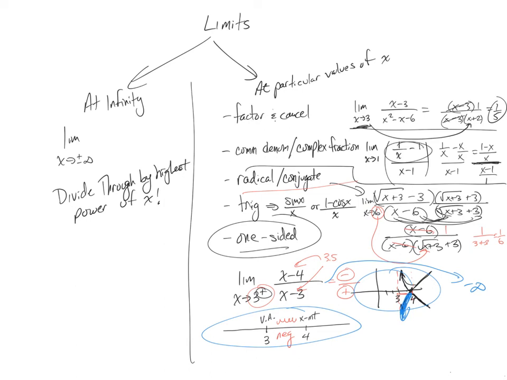But again, just keep your wits about you that these guys, limits at infinity, are dividing through by the highest power of x, and everything else at a particular value x, do not divide through by the highest power of x. It's going to be factor and cancel, common denominator, radical conjugate, trig, or a one-sided guy.